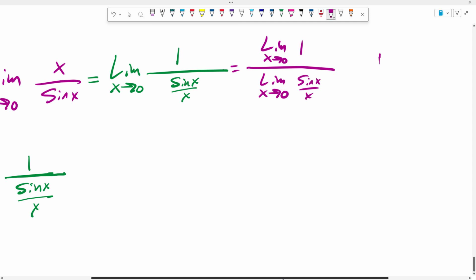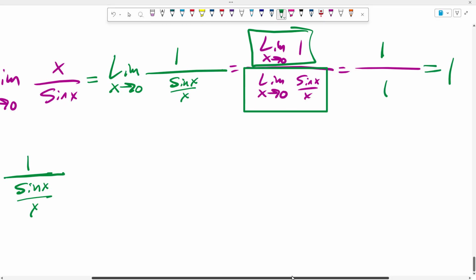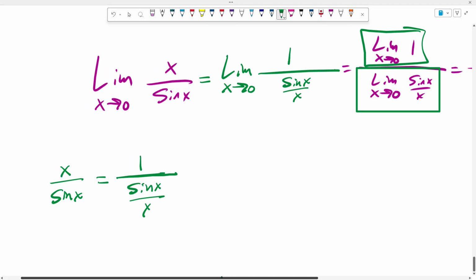And what is this limit? Limit of a constant is just that constant. And this limit we just memorized is 1. It's definitely equal to 1. Okay. So, long story short, limit as x approaches 0 of sine of x over x or x over sine of x is 1. Okay. Very important.